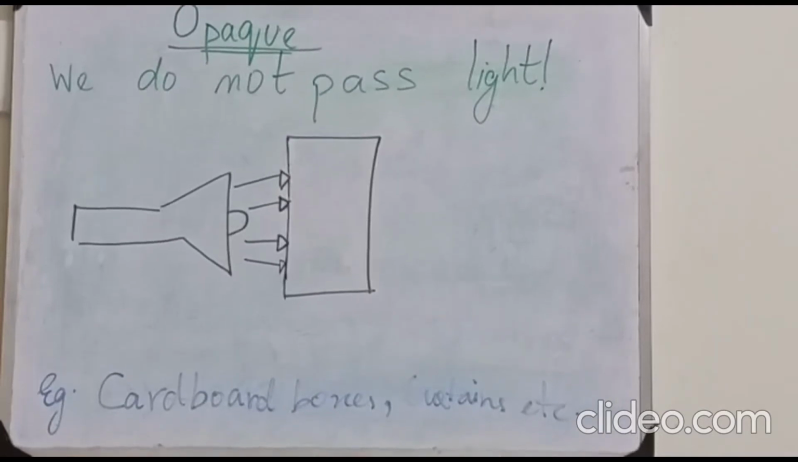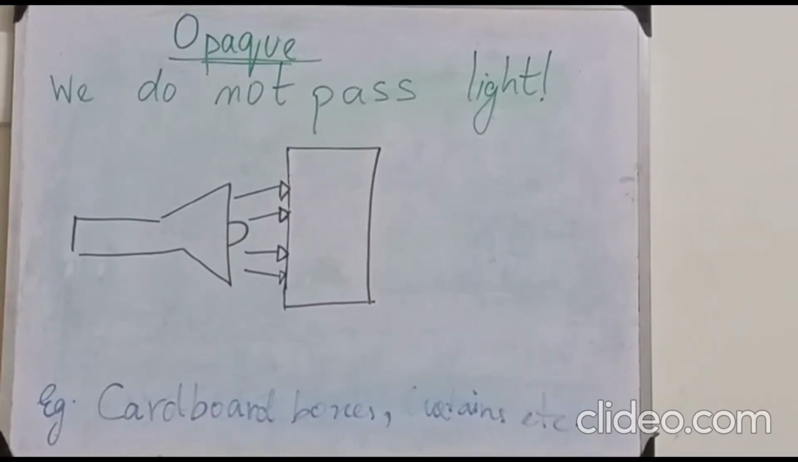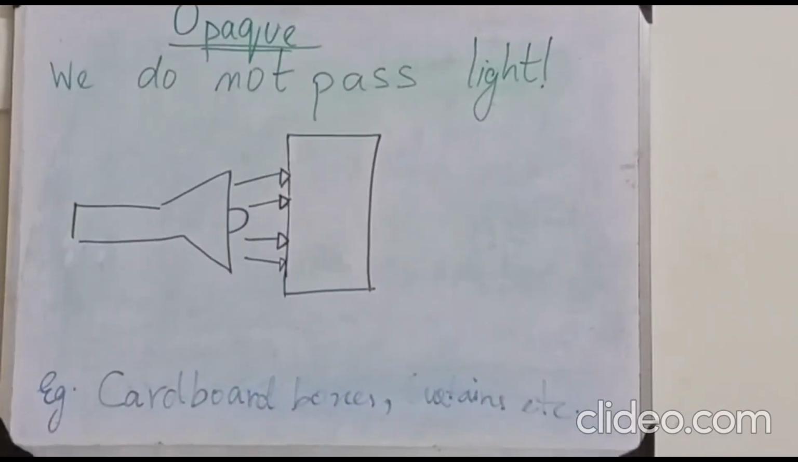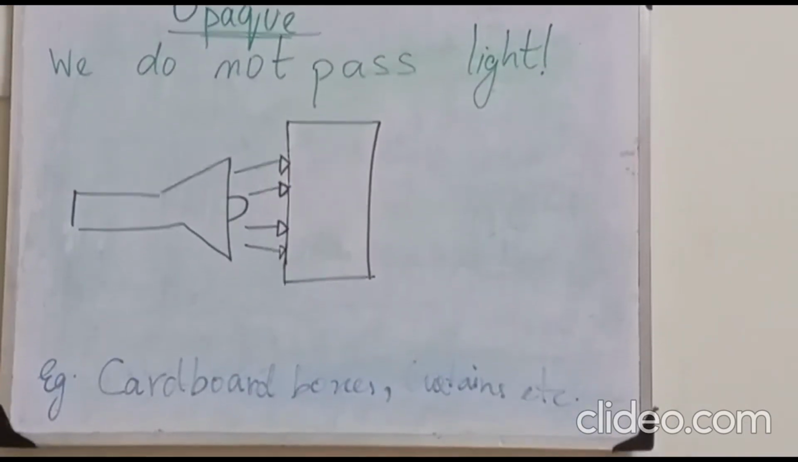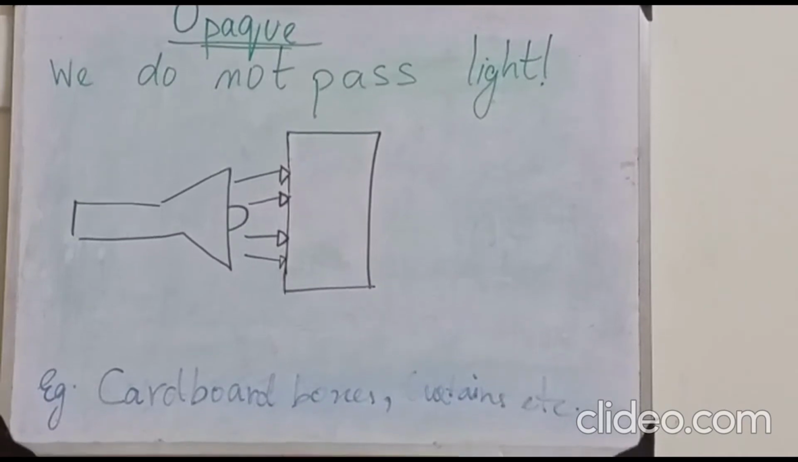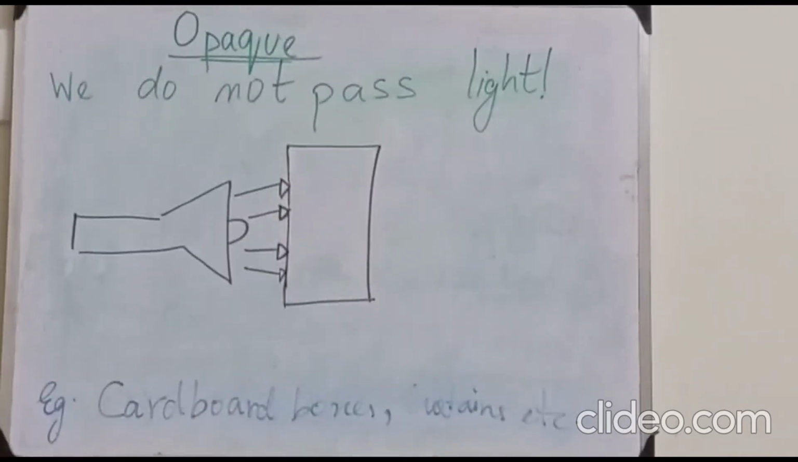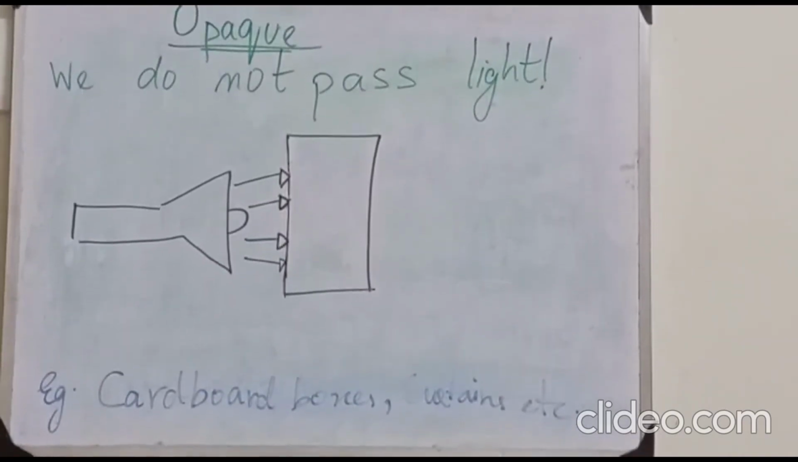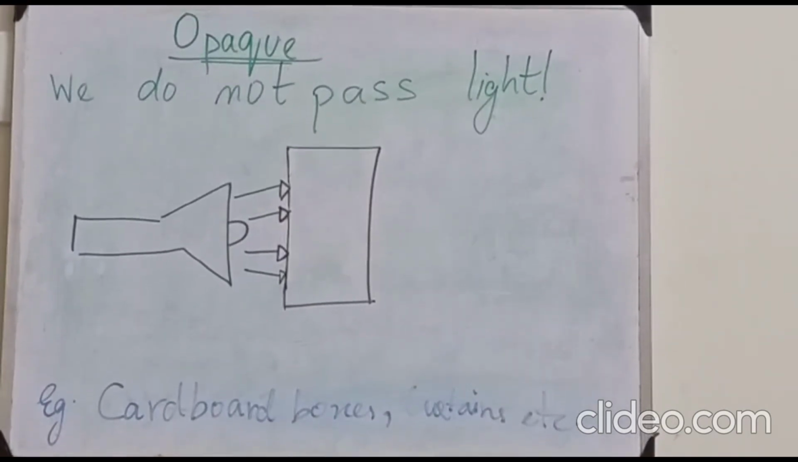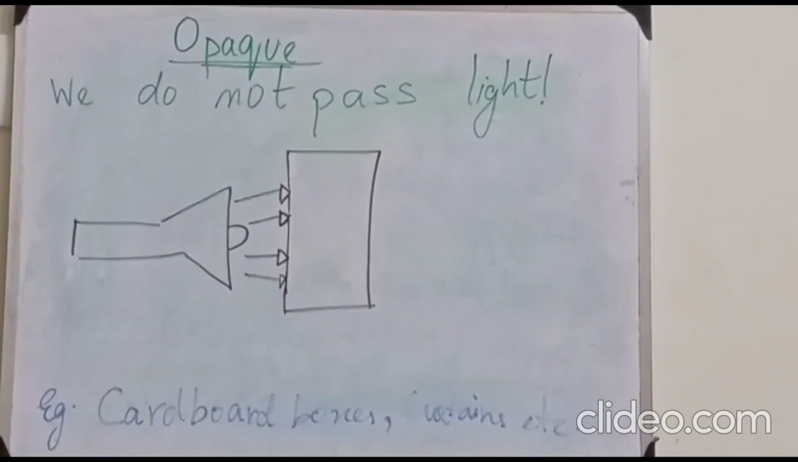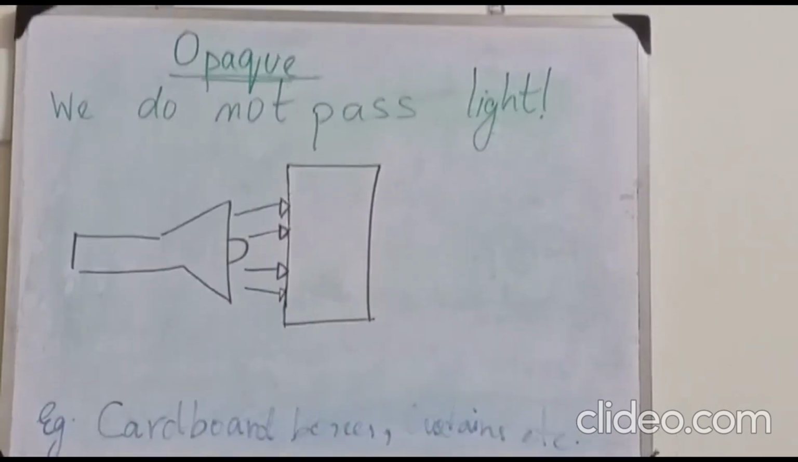The third and the last type of non-luminous objects are opaque objects. They do not pass light at all. So you may shine a torchlight through any opaque object at your house. And if you do not see even the slightest bit of light on the other side, then you may call it an opaque object. For example, cardboard boxes, curtains, etc.